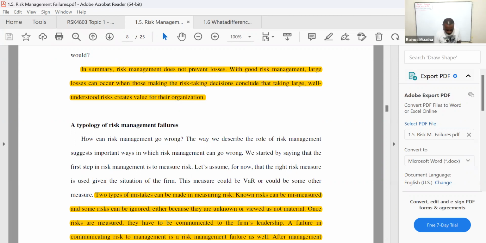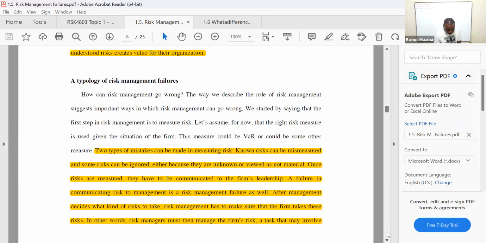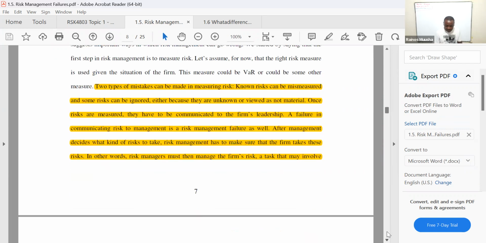So looking at the typology of risk management failures, they say 2 types of mistakes can be made in measuring risk. Known risks can be mismeasured and some risks can be ignored, either because they are unknown or viewed as not material. Once risks are measured, they have to be communicated to the firm's leadership. So a failure in communicating risk to management is a risk management failure as well.